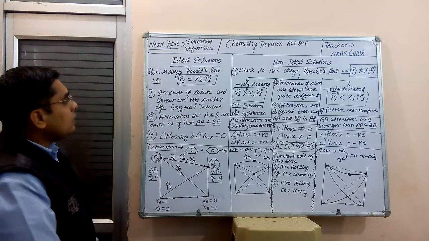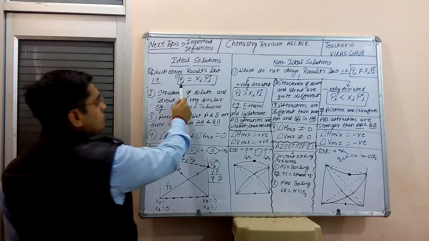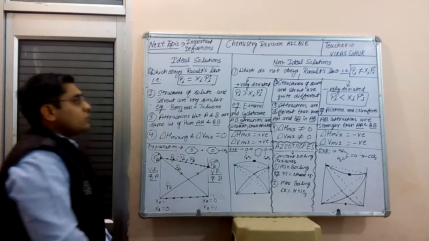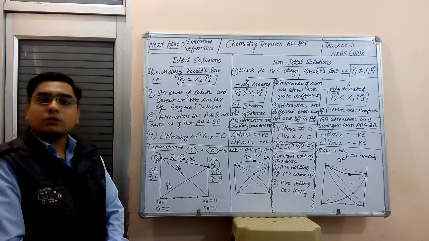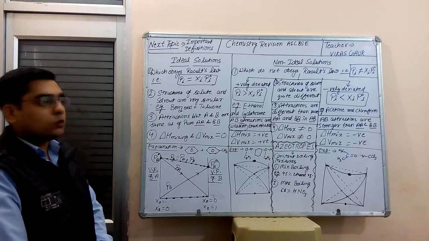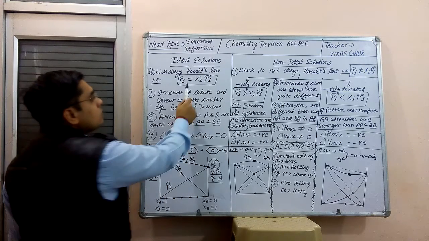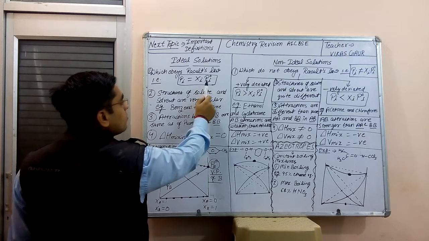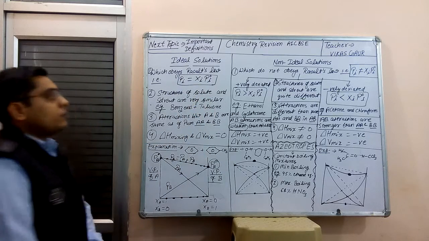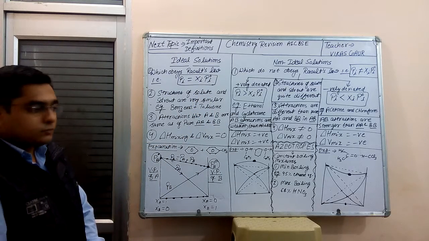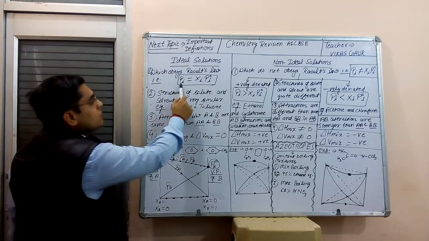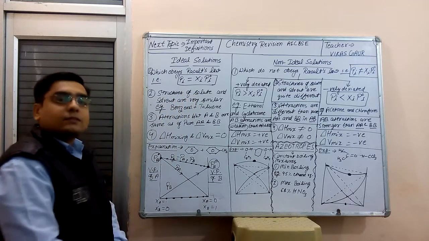solutions. In case of ideal solutions, the partial vapor pressure of any component, solute or solvent, is equal to the mole fraction of that component multiplied by its vapor pressure in the pure state. It means P is directly proportional to X.